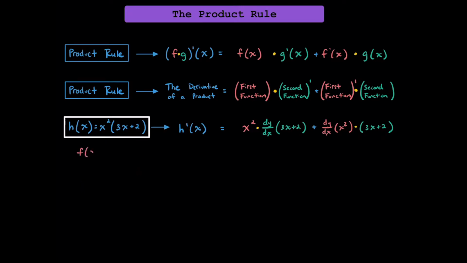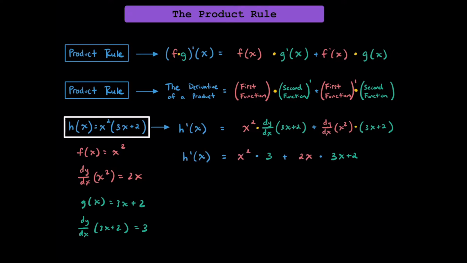Our f of x is x squared, and our derivative, or dy dx, of x squared is going to equal 2x. Our g of x is equal to 3x plus 2, and our derivative of g of x is equal to 3. This is what we get when we substitute our values in.